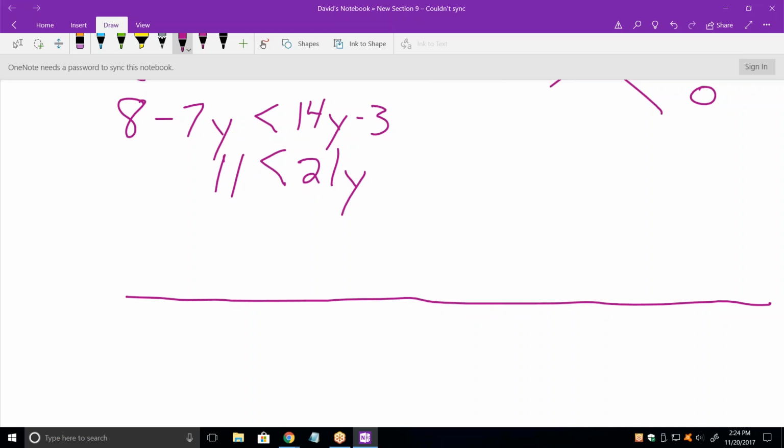Okay, so the solution is what? It's 11. Wait, no, would we divide by 11 on both sides? No. So it's 11 over 21. Divide by 21 on both sides, not 11. Oh, okay. So always remember, you're trying to isolate the variable.